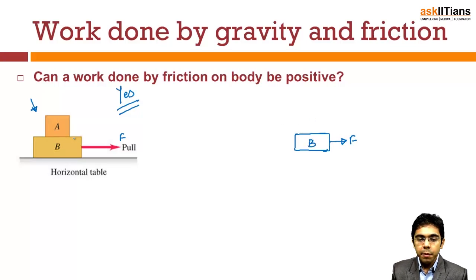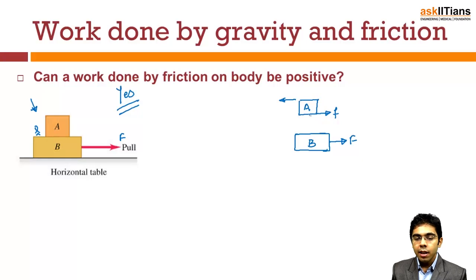Now if we place an observer over here, according to this person, block A will have the tendency to move in the backward direction. So the relative motion of block A with respect to B is in the backward direction. We have seen that the force of friction depends upon the relative motion. Since block A has relative motion in this direction with respect to B, the force of friction will act in this direction.